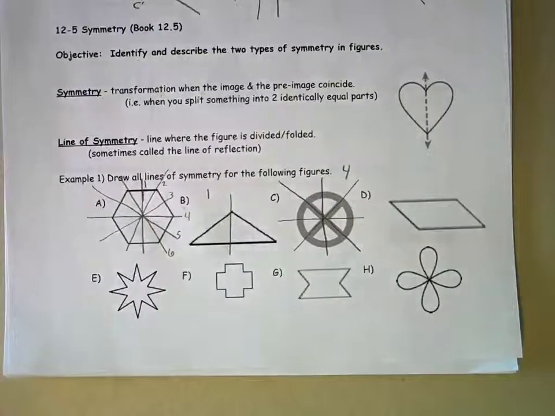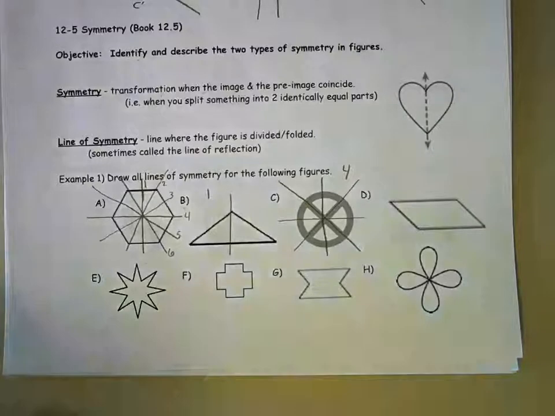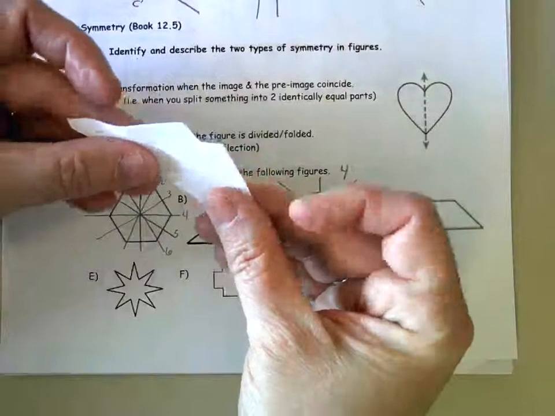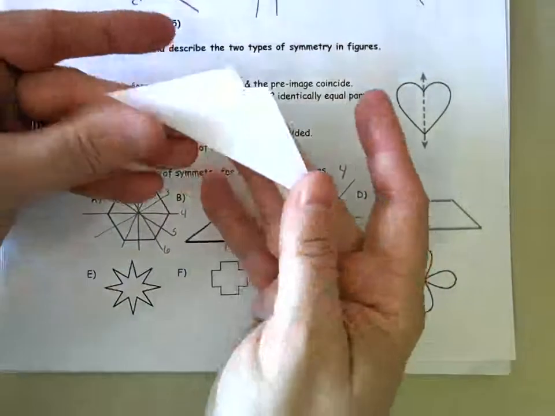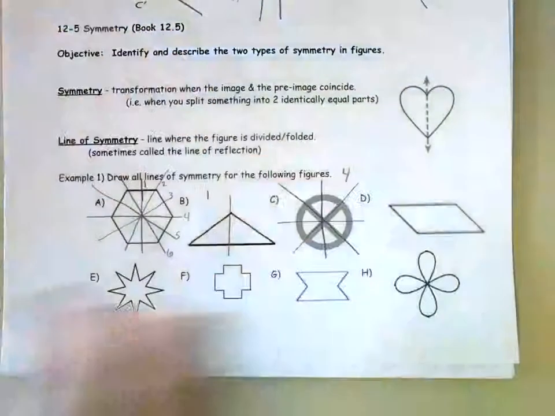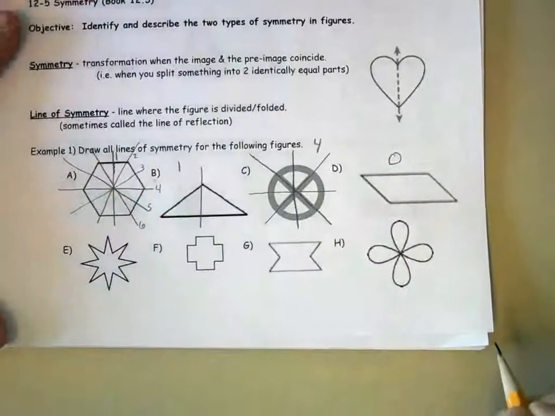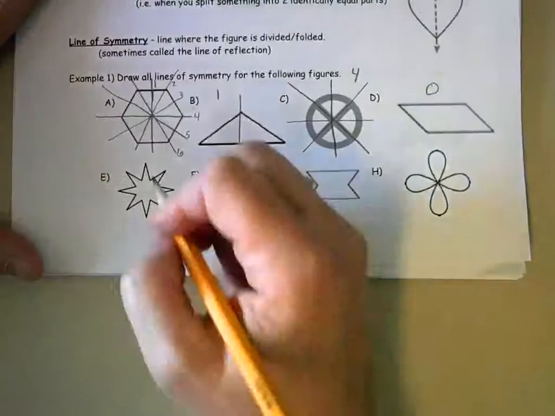And a parallelogram can be kind of tricky. A lot of people think there is a symmetry line in a parallelogram. But if you take a look at a parallelogram, that looks something like this, and try to fold it in half, the sides don't quite match up. So there are no lines of symmetry in a parallelogram.